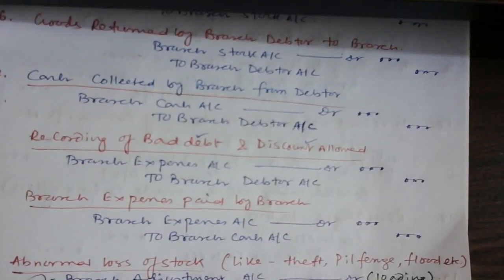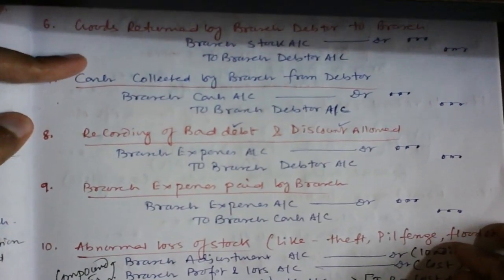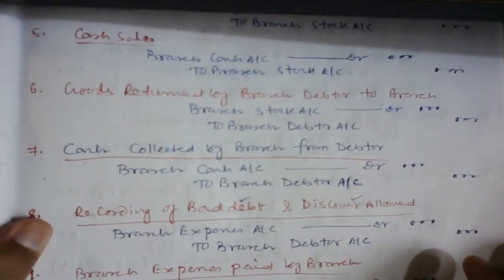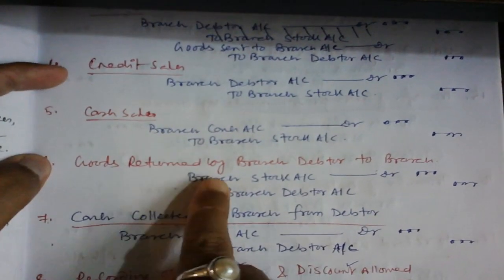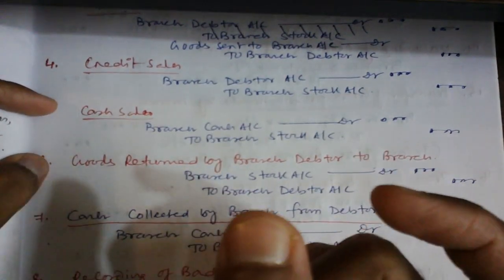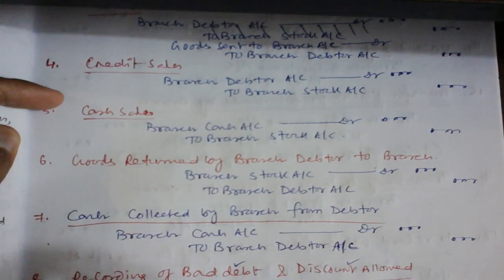Sir, recording of bad debt and discount allowed. Okay. So, sir, sorry, 1 minute. Cash sale is there. Goods returned by C. Now the difference between the third entry and the sixth entry will happen.